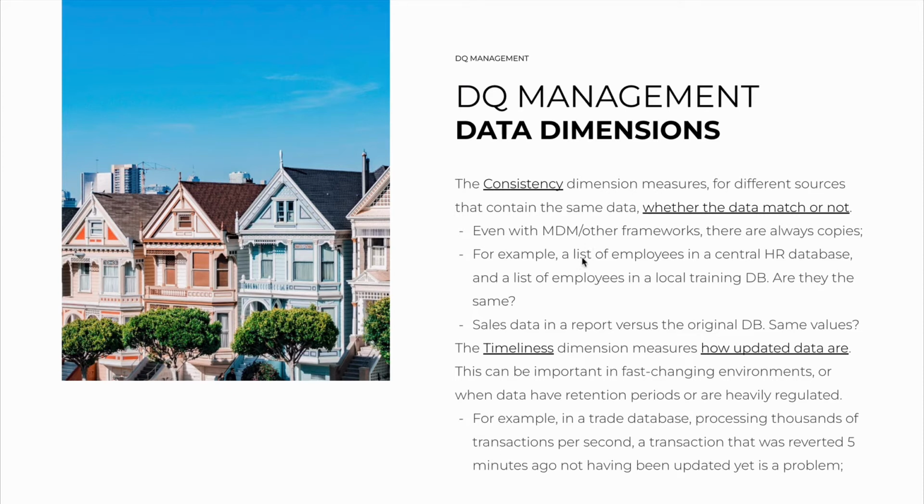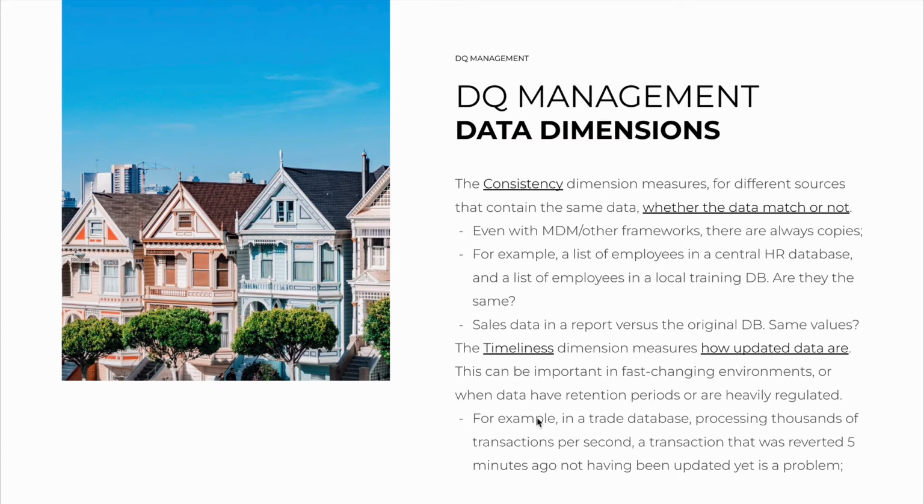Let's say that you have a list of employees in a central HR database, and you also have the same list of employees in a local trading database. Are they the same or not? Or you may have sales data in a report versus sales data in the original database. Do these have the same values? Then, the timeliness dimension measures how updated the data are. This can be important in fast-changing environments or in environments where the data has specific retention periods or the industry is heavily regulated.